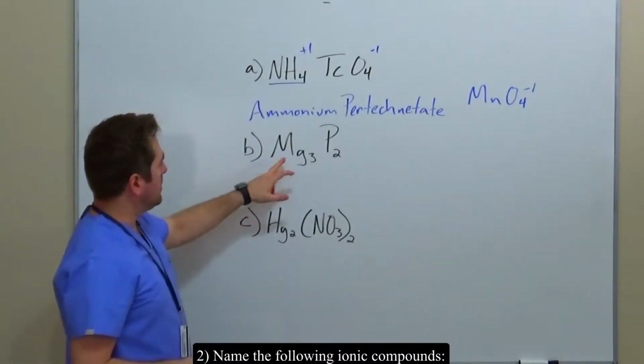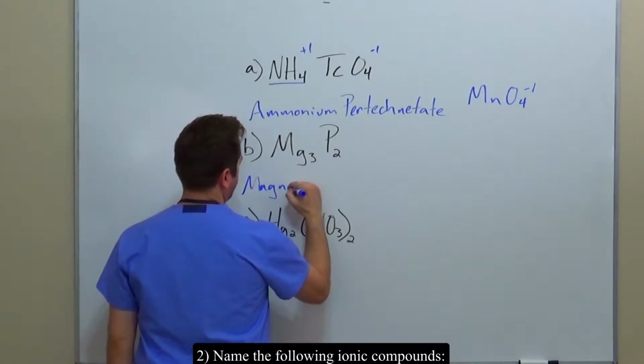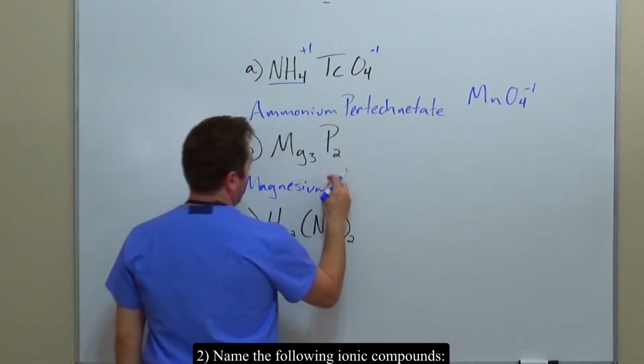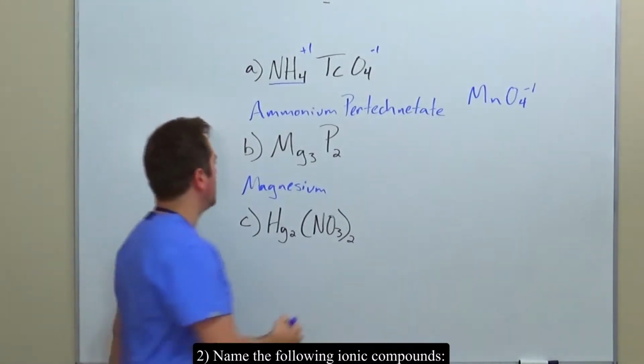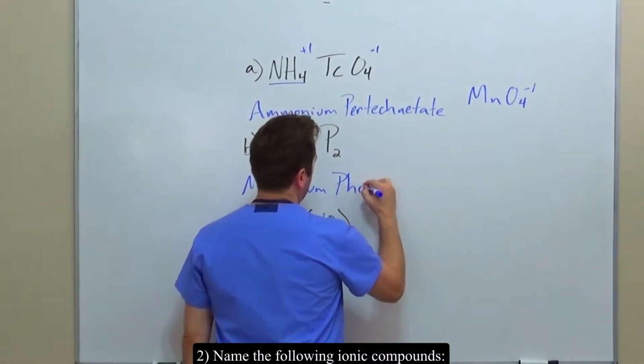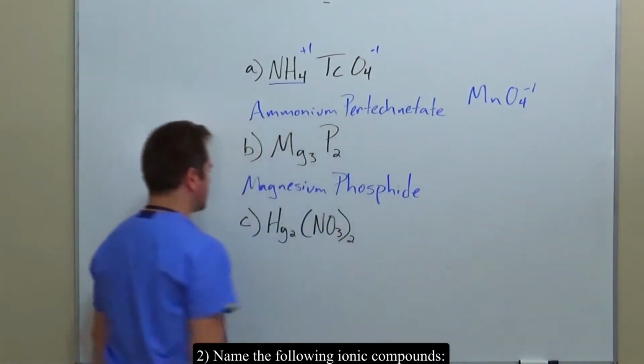Okay, letter B. We know this one. This is just magnesium. Magnesium, and then this is not a polyatomic ion, it's just an element, phosphorus, so it would have to be phosphide. We got to add the IDE suffix.